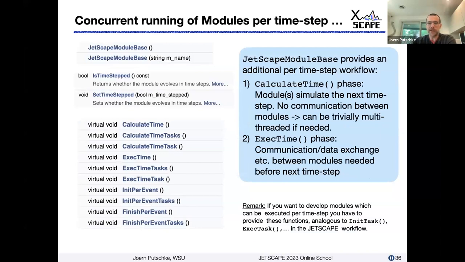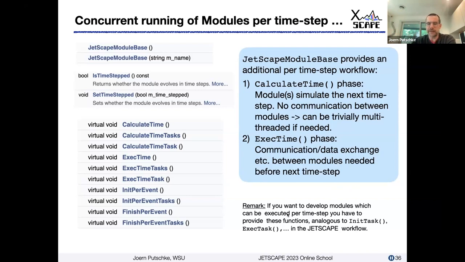So what's the advantage of having this? The JETSCAPE module base provides now an additional per time step workflow, and it's two-fold. In the first stage, in the calculate time phase, all modules simulate the next time step. So there's no communication intended in this phase, so it can be trivially multi-threaded if needed. So this allows us very easily to have each module run in its own thread, or GPU, whatever you want. And when all of these modules are done executing and calculating the next time step, we have the exit time phase, where you have communication, data exchange, and so on between all modules needed to prepare and modify conditions for the next time step.